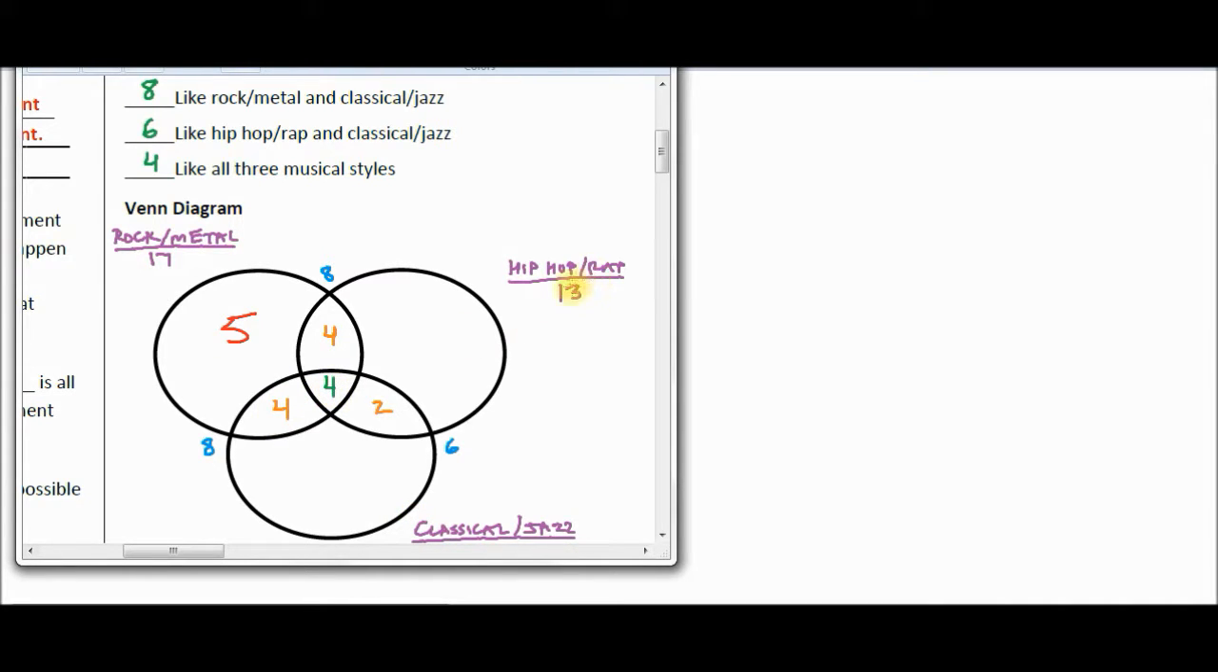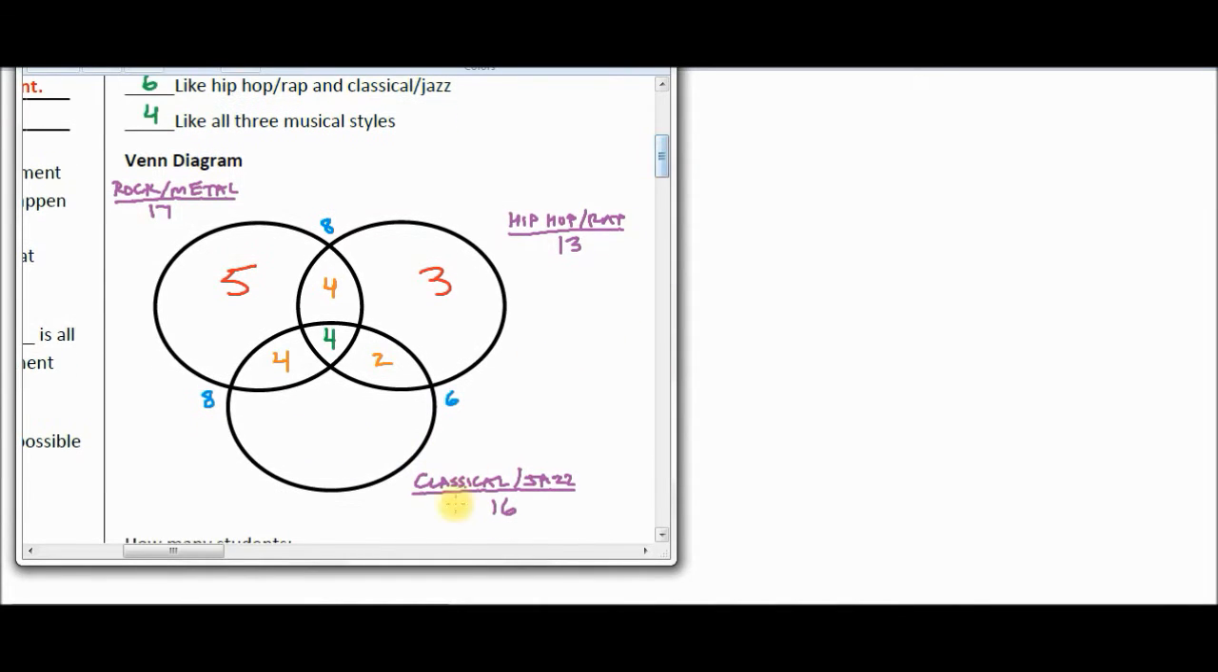Hip hop rap's the same way. 13 total. 4, 4, and 2. We've already accounted for 8. 4 plus 4 is 8. 10 are already accounted for. That means there are 3 left. And then the last circle, classical jazz, let's see how many we have. We got 16. 10 of those are already accounted for. That means there are 6 people left over that just like classical jazz.